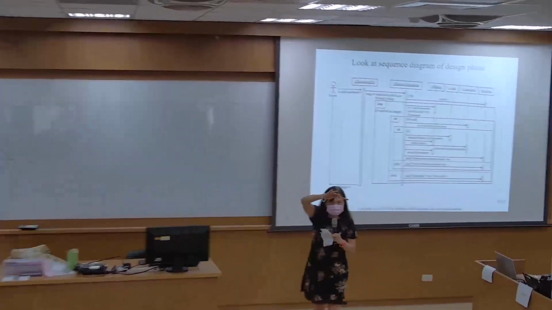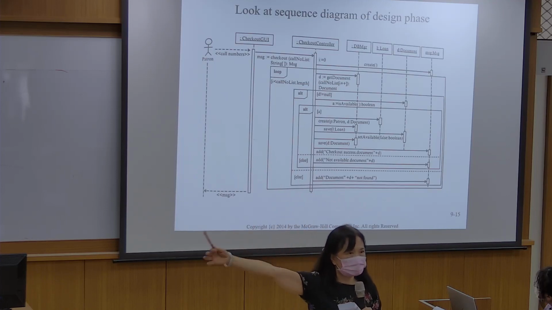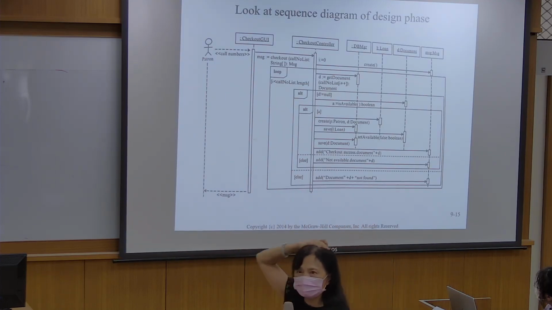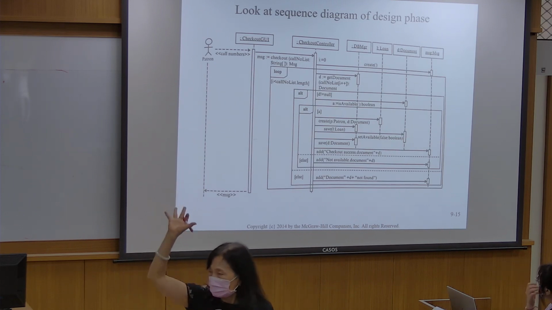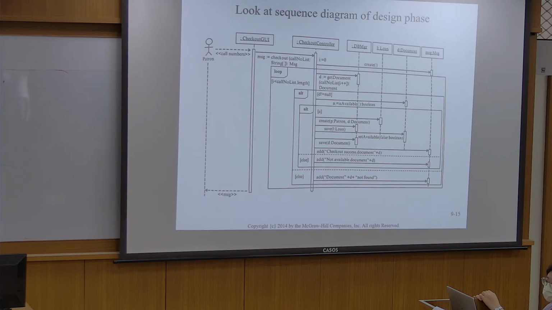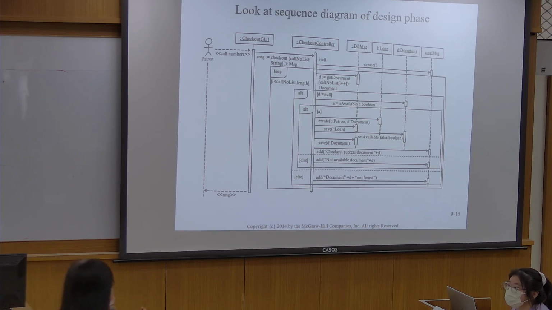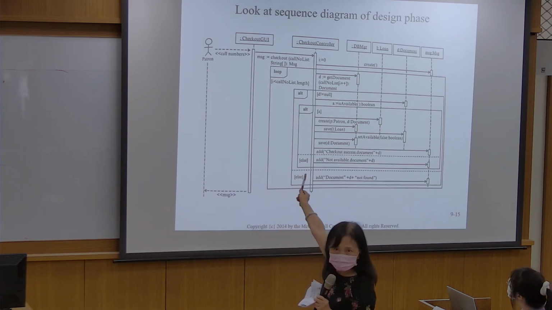So look at the top. What is missing? The top. It's a patron. So we need a patron. Yeah, so we don't have a patron, right?